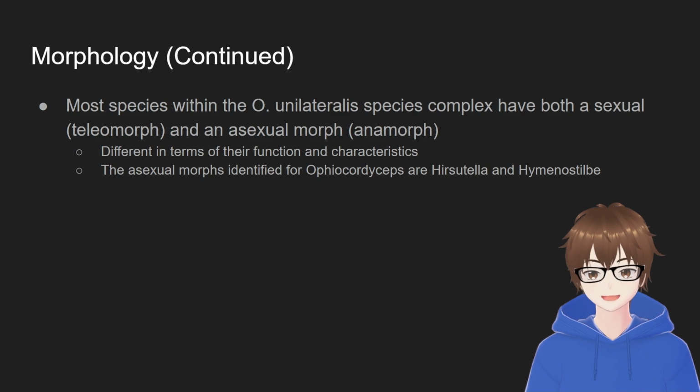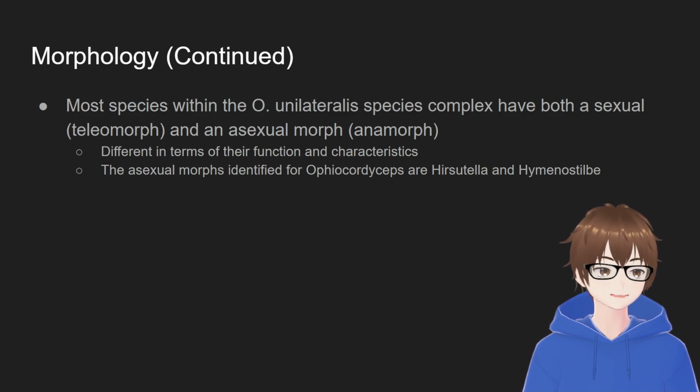So, morphology continued. Most species of these have both a sexual and an asexual morph, the sexual being the teleomorph, and the asexual being the anamorph. Different in terms of their function and characteristics. The asexual morphs identified for Ophiocordyceps are the Hirsutella and then the Hymenostilbe.